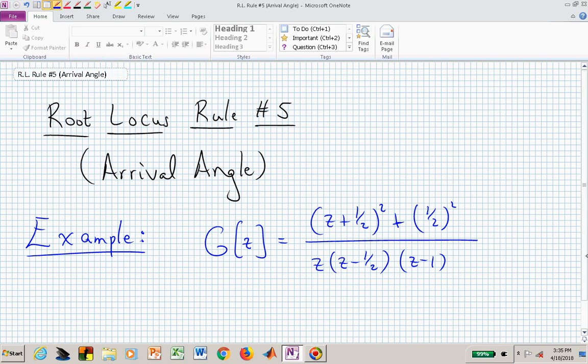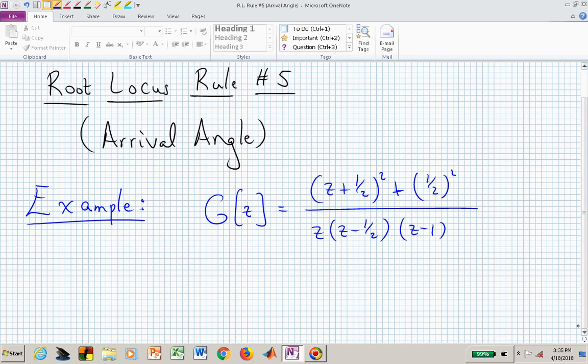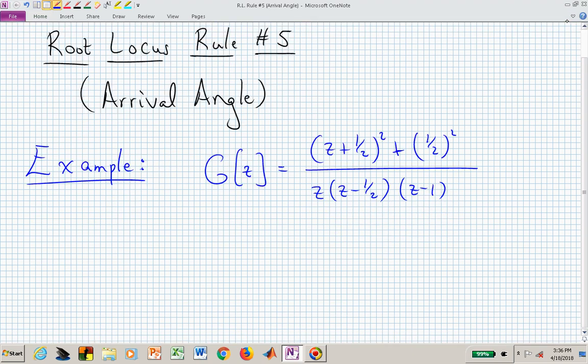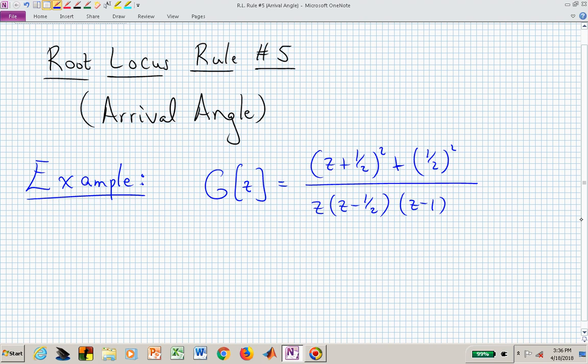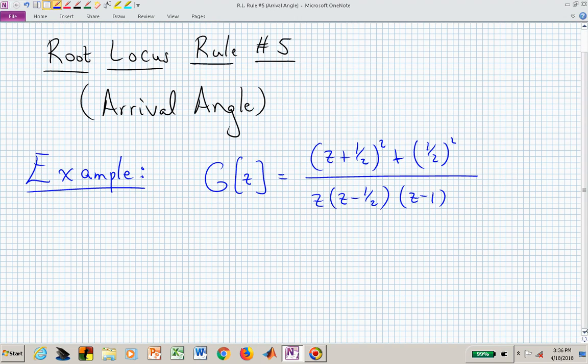Here we're going to work one more example, and this one is with respect to the arrival angle. How do we arrive, or what direction do we arrive at the complex zeros at? And here we have 3 poles and 2 complex conjugate zeros. This is rule number 5 as we have labeled them for this particular semester, and we want to know how the angles now approach, or how the branches of the root locus approach these zeros.